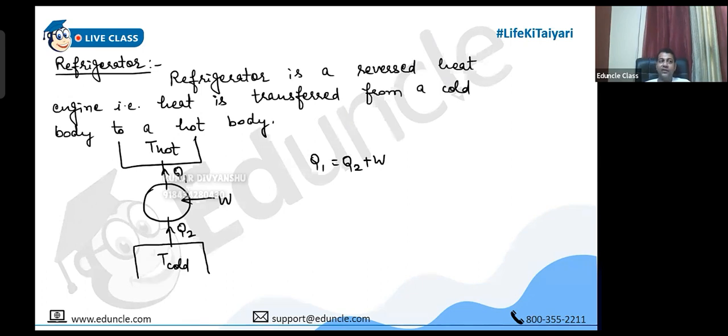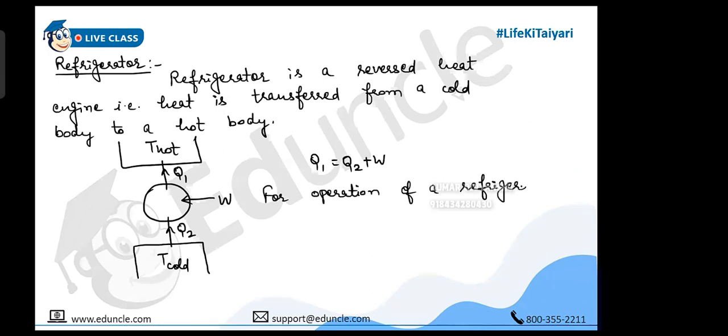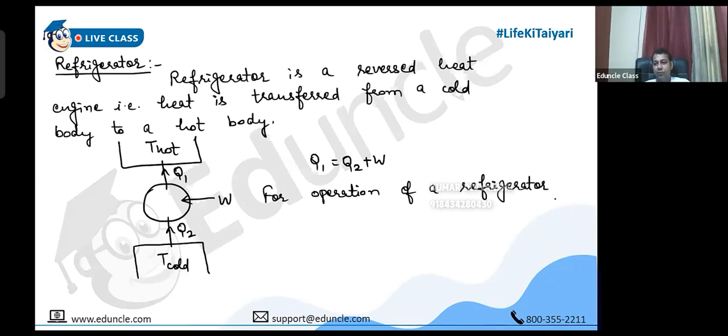Now for the operation of the refrigerator, just as we calculated the efficiency of the heat engine, in case of a refrigerator we have a quantity which is called coefficient of performance. Sir, what is the difference between them? You will get to know. Actually, the process is totally reverse. So earlier you wrote W by Q. Now you will be writing Q2 by W.